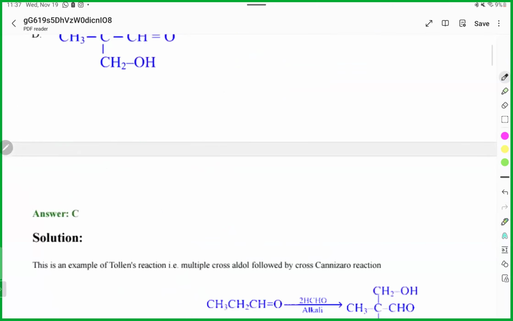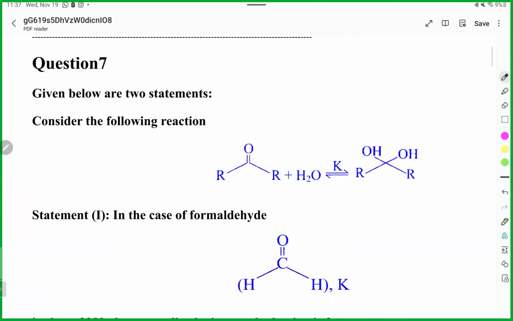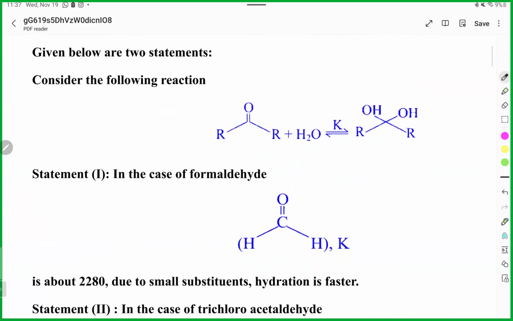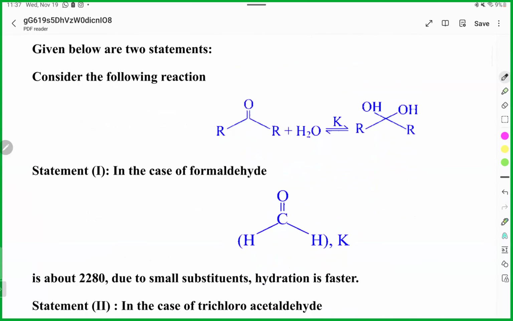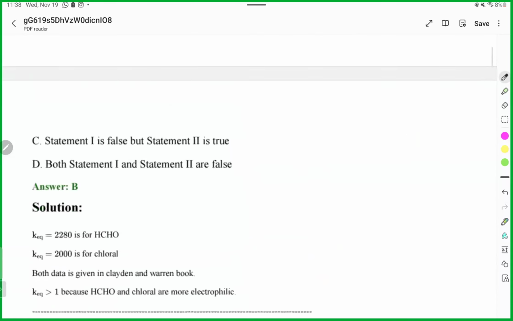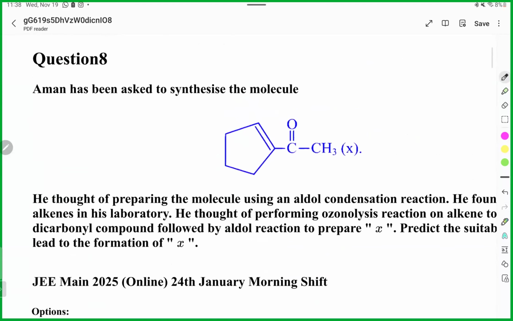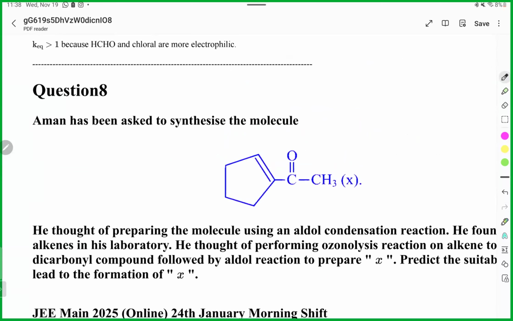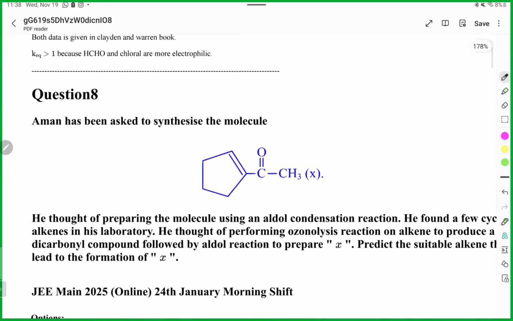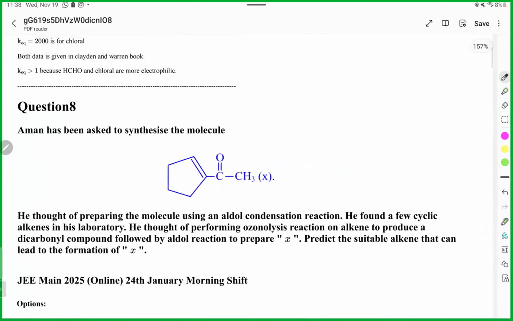This is the Tollens reagent test. Formaldehyde. Hydration is faster in which reaction? This is not what you have right now. Yes, you can do this.